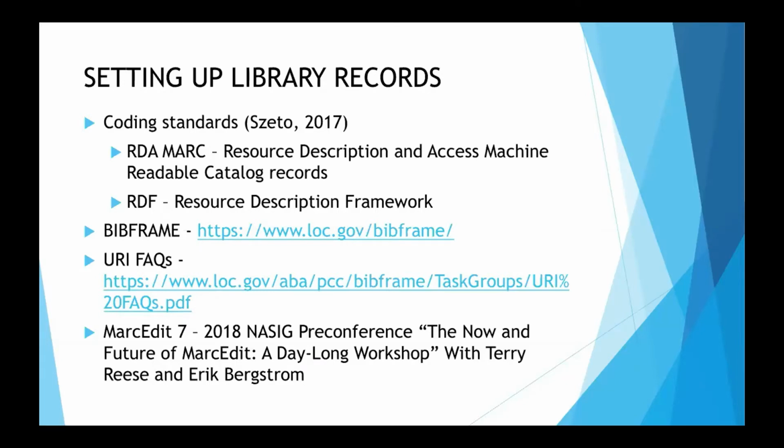Another really useful tool is called MarcEdit 7. We learned about MarcEdit 7 at our 2018 NASIG pre-conference with Terry Reese and Eric Bergstrom. It's a free tool, which is great, and you can download it, and it has a section specifically designed to update records and play around in a sort of sandbox to see what you can do with your library records. This could potentially be used to get records ready for linked data en masse, and all it takes is seeing what your specific records need updated.